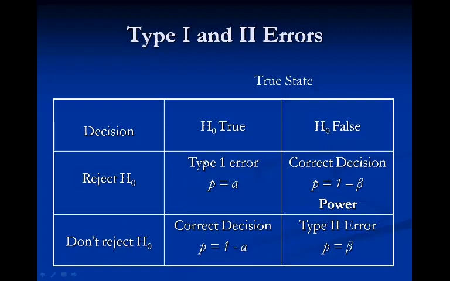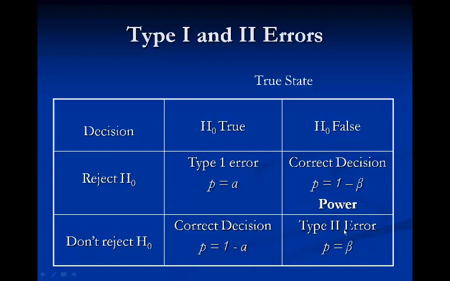So a type 1 error is this cell of this table, and the probability is alpha. That should be an alpha, it's not showing up properly. And then of course the correct decision is when, in this case when H0 is true, we say no, we can't reject H0. So that has a probability of 1 minus alpha.